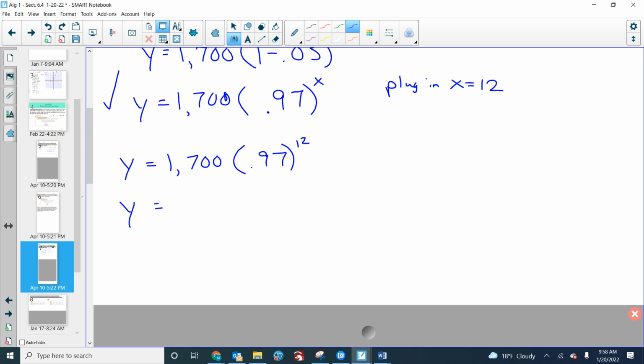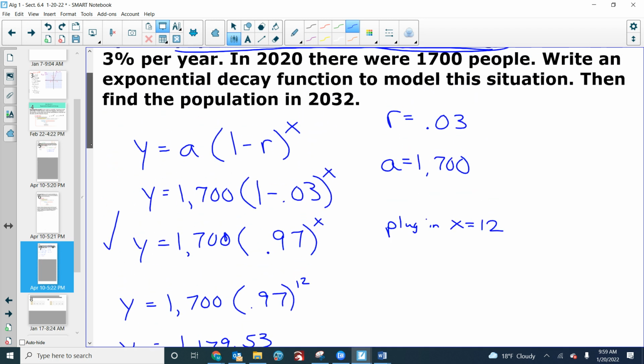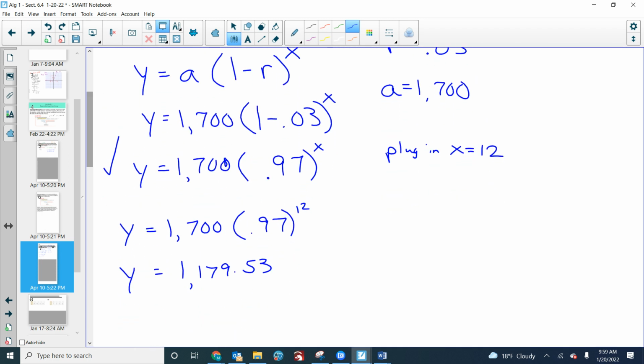Are you getting a population of 1,179.53? Yes. And then you'd have to be told whether we're going to round to the nearest person. Maybe we have half of a person. I don't know. Hey, they're doing whatever they want to do, okay? 1,179.5 people.